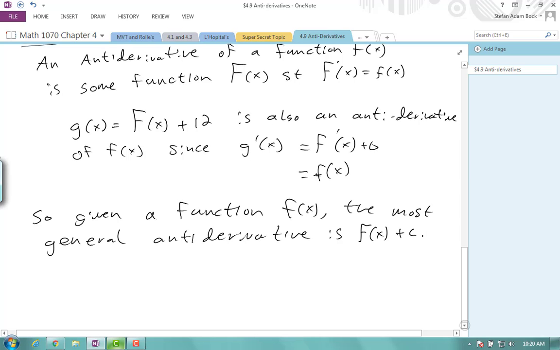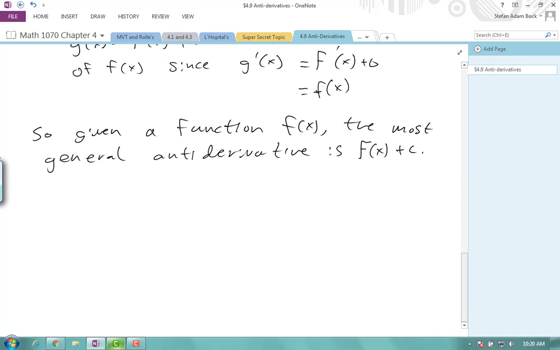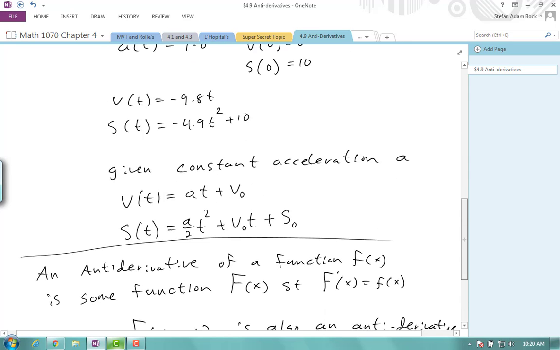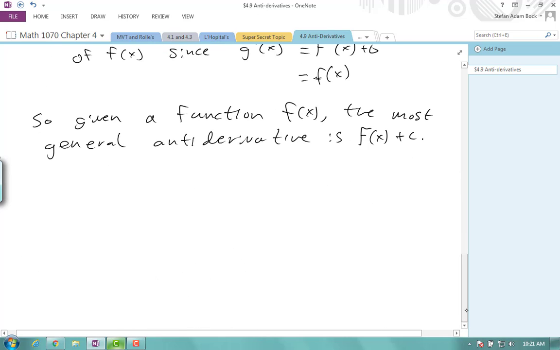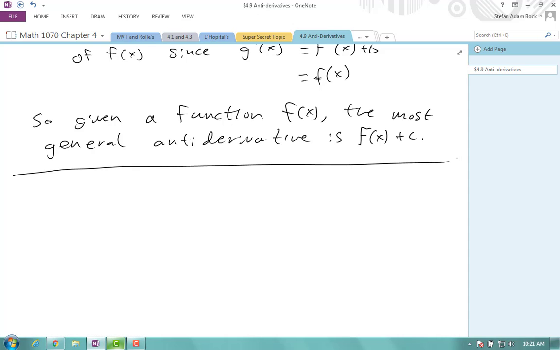It's a nice letter. So in the cases of my physics example up above, my plus c turned out to be equal to my initial velocity and my initial height. But there are other ways to find those. So the big question is, how do we find antiderivatives? And the short answer is we don't. We just kind of have them. Every time we have a differentiation rule, we read it backwards to get an anti-differentiation rule.